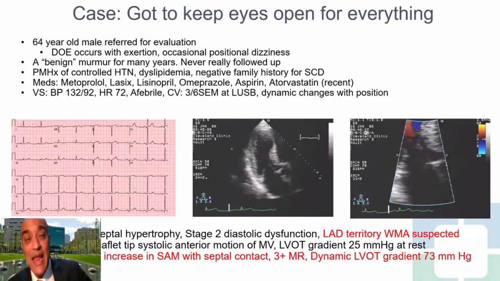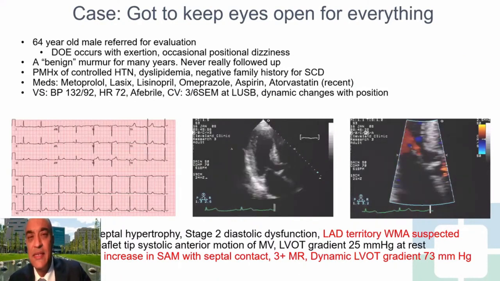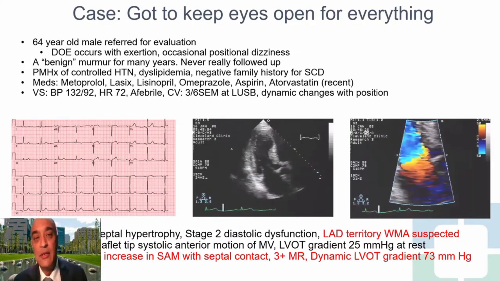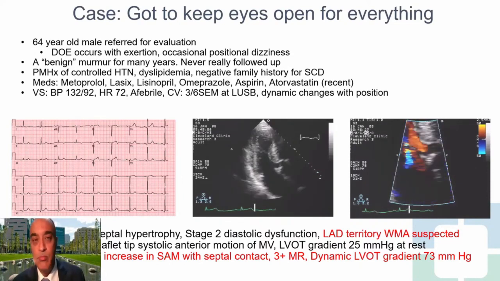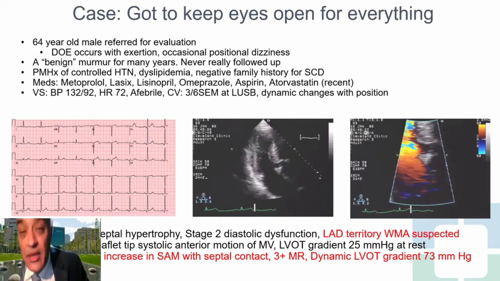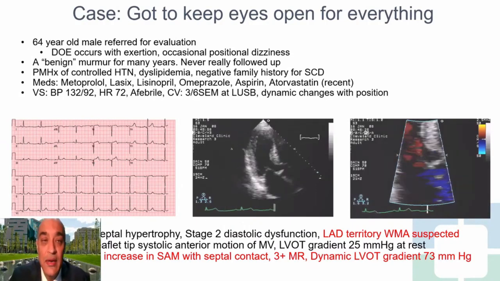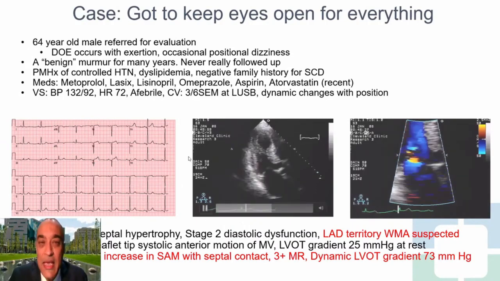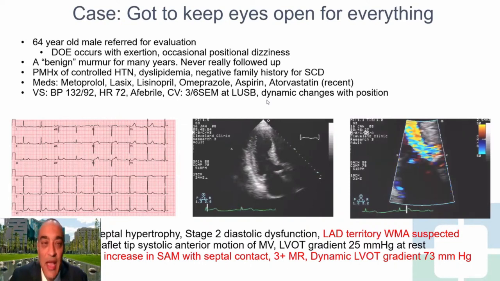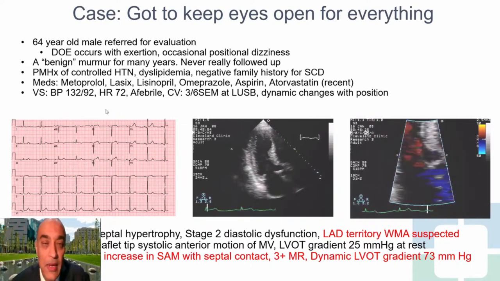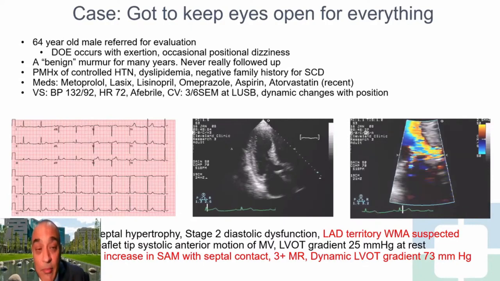Moving on to the next case, you gotta keep your eyes open for everything. This is a 64-year-old male seen at our organization. Dyspnea on exertion occurs frequently, occasionally with positional dizziness. He's been told of a benign murmur for many years, not really followed up. He's got all the cardiac risk factors, and he's on what we think is appropriate medical therapy. He does have a murmur.